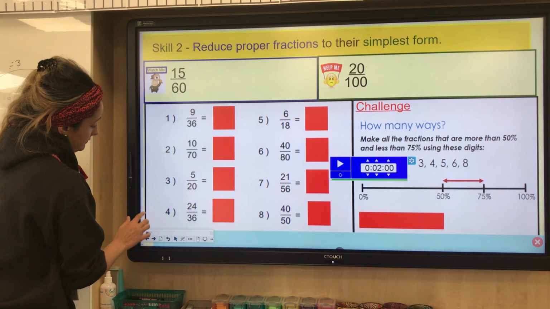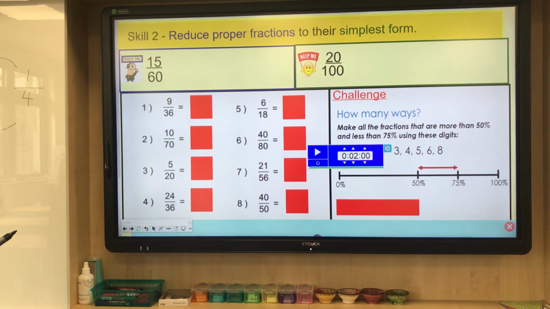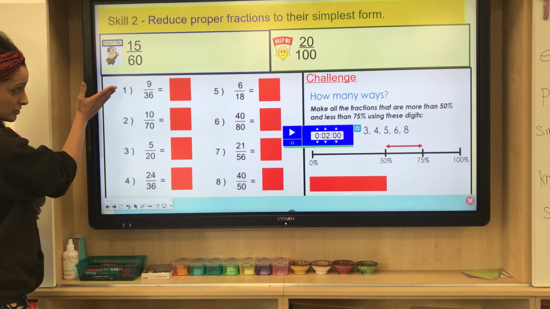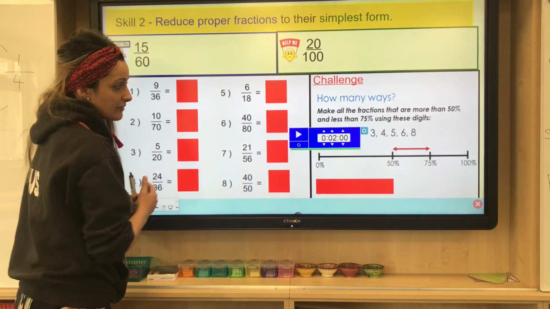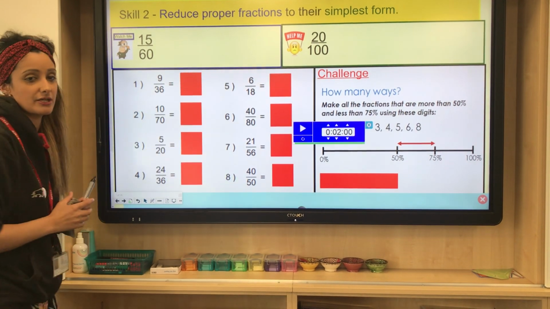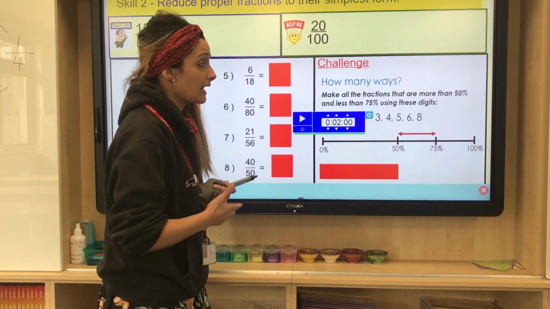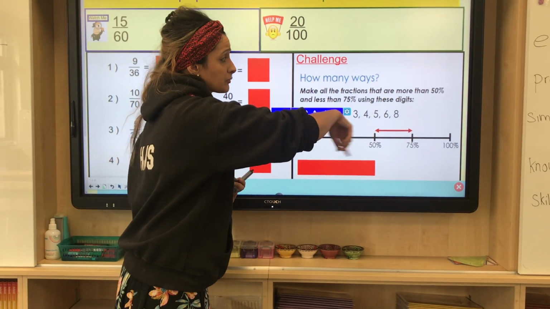I would then ask the children to work independently of this task on these questions. All the children start from the same questions. They start from question 1 and work their way through to question 8, and they need to reduce these fractions into their simplest form. For those children that are more able and want a bit more of a push, we've got some problem solving here.